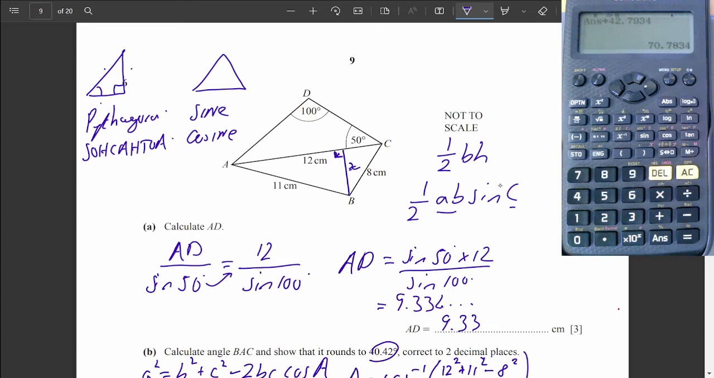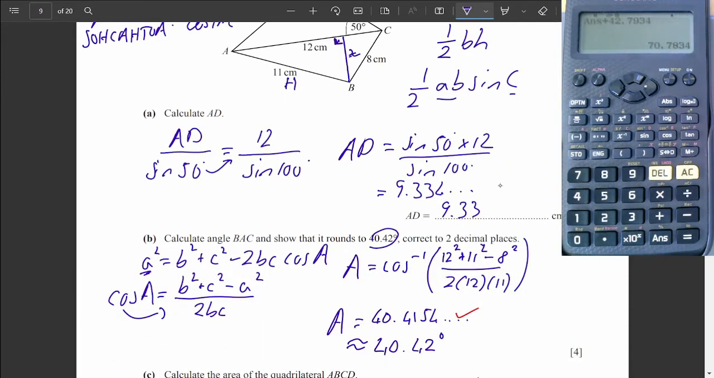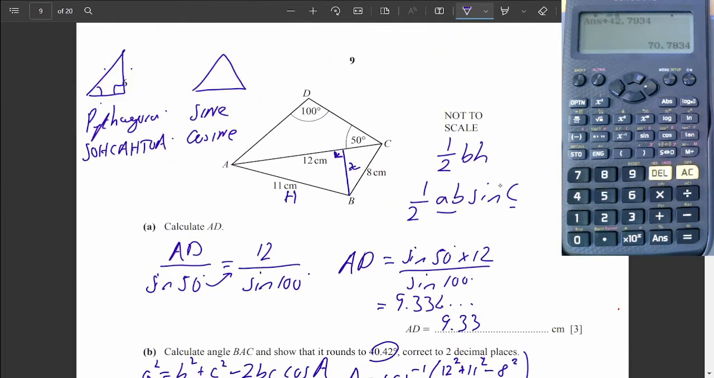Can we use Pythagoras? Well, we got the hypotenuse. Okay, but we don't have the base of the triangle. It's not 12. AC is 12. And remember, we had another angle, the angle BAC. They gave it to us there, 40.42. Okay, and so when we are working in a right angle triangle and we got angles involved, we can use SOHCAHTOA. So let's do that.